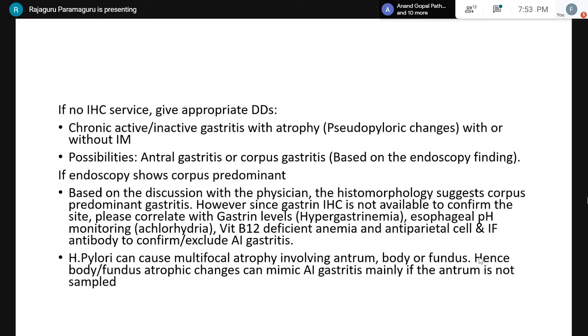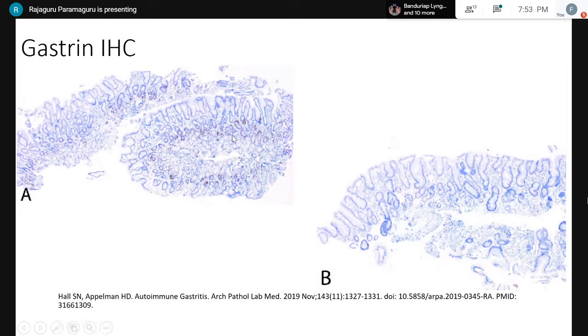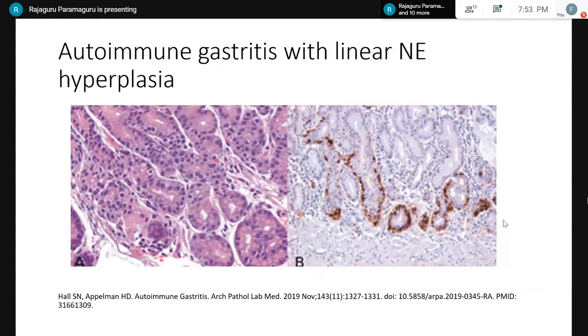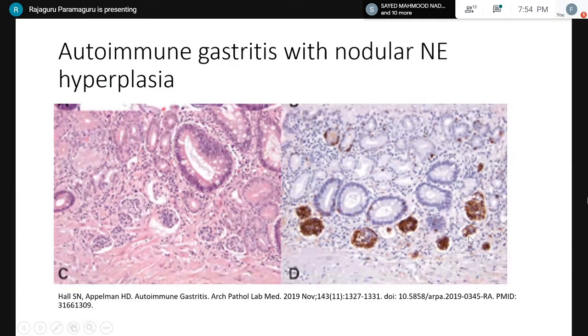And this is a gastrin IHC where this is the antral mucosa showing G cells positive, whereas this body mucosa is not showing any G cells. So autoimmune gastritis can cause linear neuroendocrine hyperplasia like what we see here, or nodular neuroendocrine hyperplasia. Later on, it might result in type 1 well-differentiated neuroendocrine tumors also.